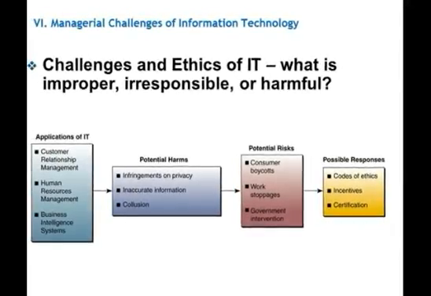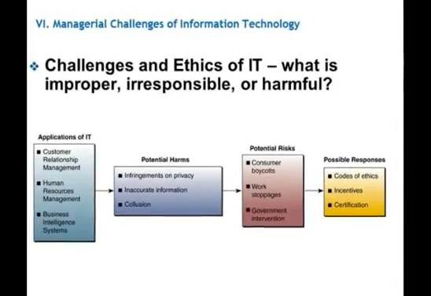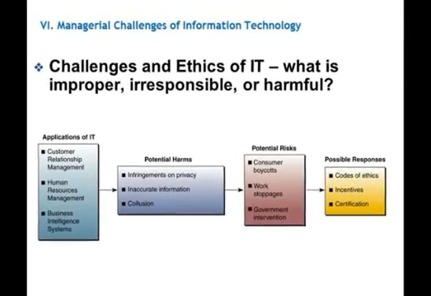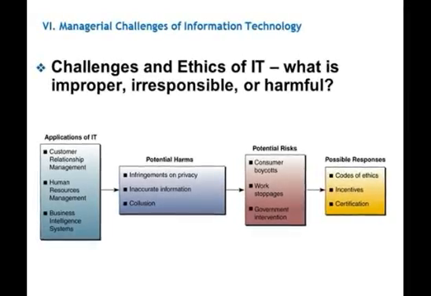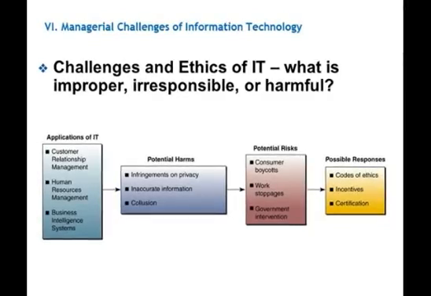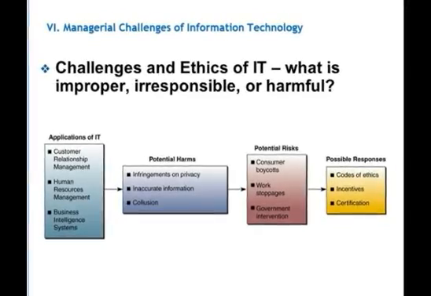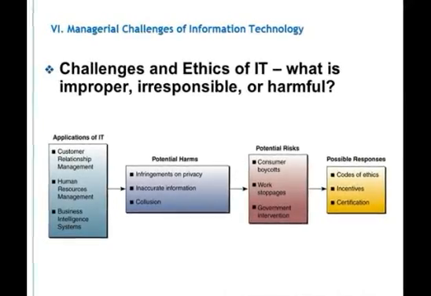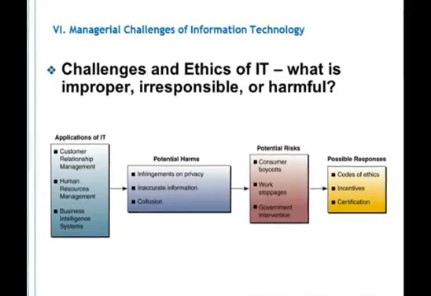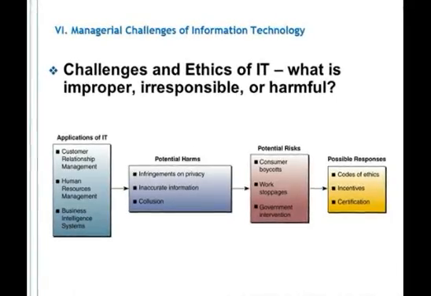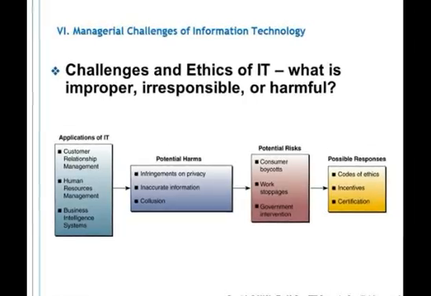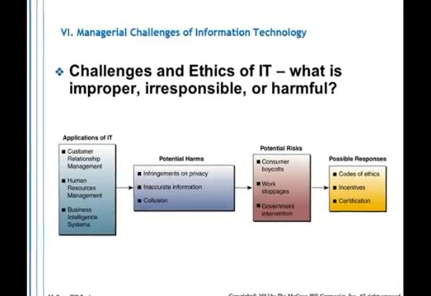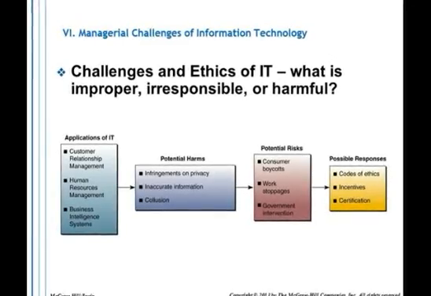but we do know that there are certain applications within information technology that have changed businesses radically. Customer relationship management, human resource management, and business intelligence systems have radically changed businesses to help them deal with some of the harmful impacts of information technology. You see some of those potential harms as infringements on privacy, inaccurate information, and collusion. Some of the risks: boycotts, work stoppages, government intervention. And the possible responses are code of ethics, incentives, and certification.